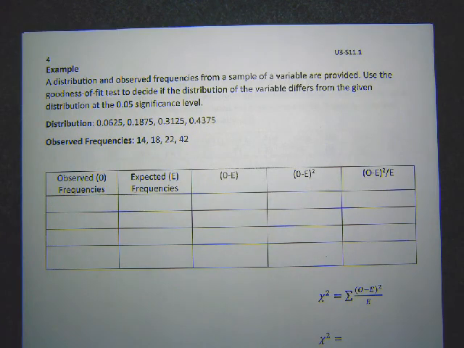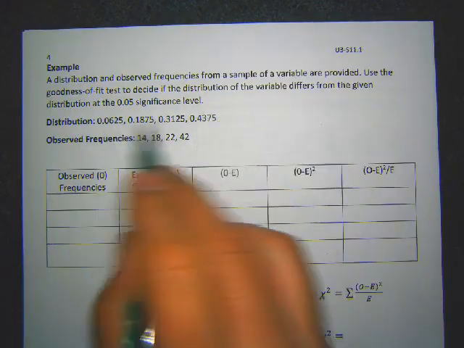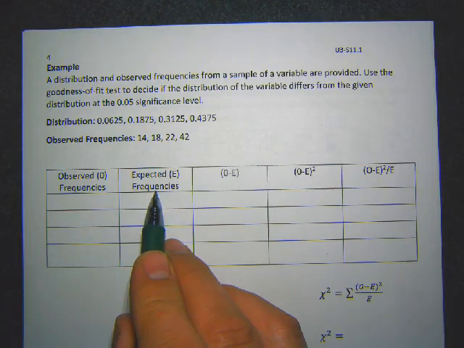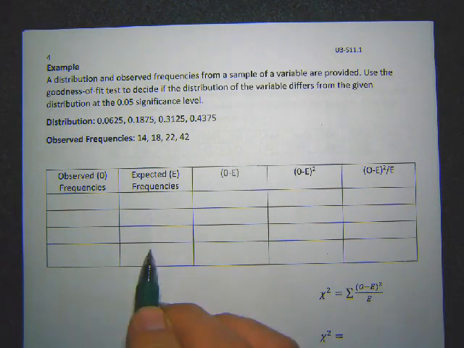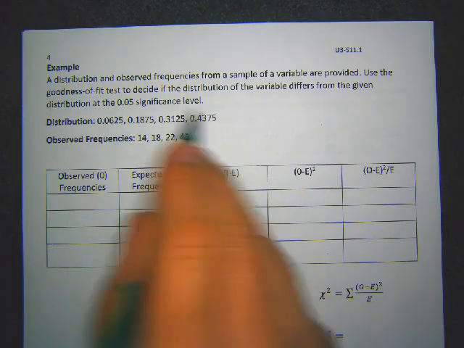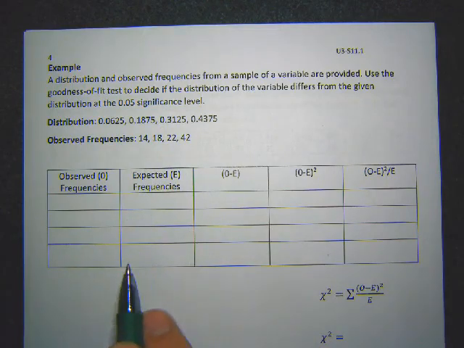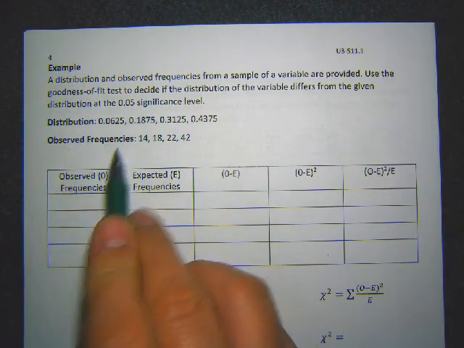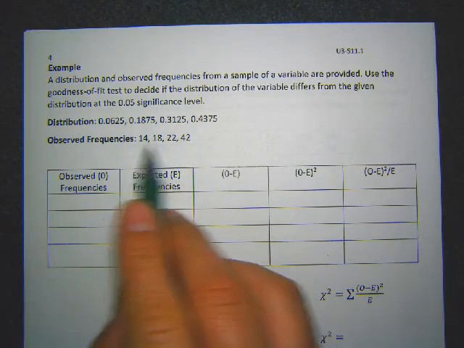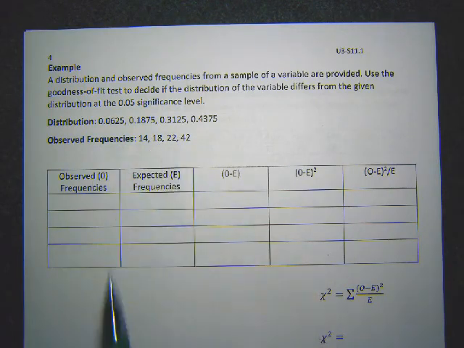Now this is percentages, right? They're not the frequencies, because frequencies, remember, are counts. Frequencies are counts. This is the percentages. So we're going to use these to figure out our expected frequencies. We're not there yet. Observed frequencies, these are the results for your sample data. So they took their sample data and they got this.